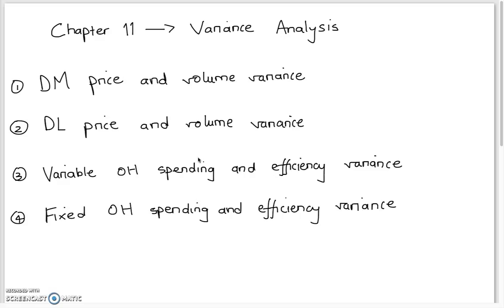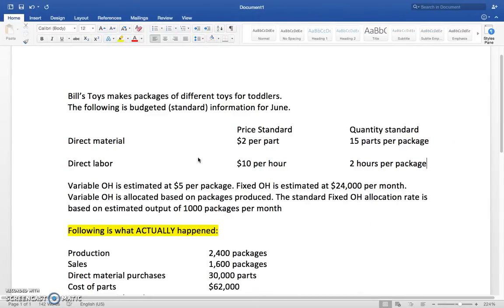So the four main things that I'm going to do in my videos are direct material price and volume variance, direct labor price and volume variance, variable overhead spending and efficiency variance, and fixed overhead spending and efficiency variance. Now all of that may seem like terminology overload, but actually all of this is very simple, and I'm going to show you how to apply these techniques in a question, which I have on the next page.